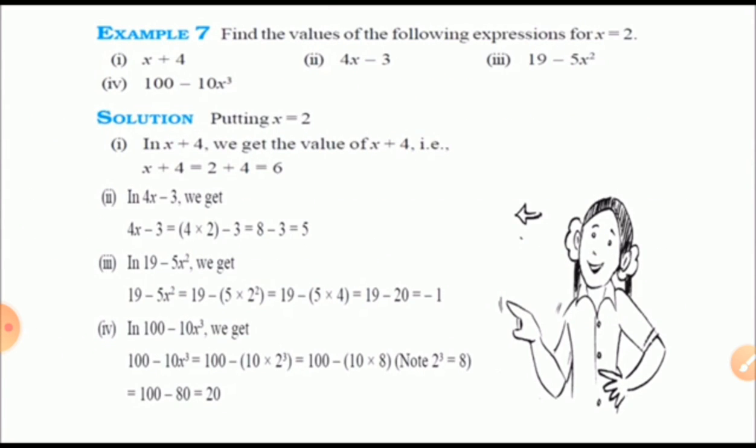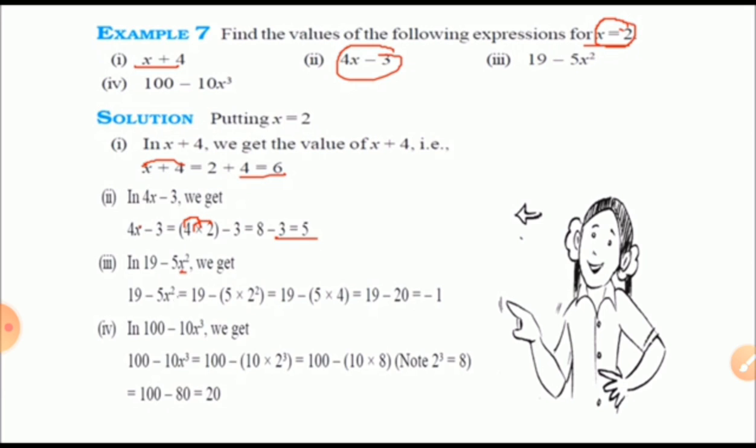Example number 7 is on your screen. Find the value of the following expressions for x is equal to 2: x plus 4, 4x minus 3, 19 minus 5x square and 100 minus 10x cube. Solution for first: putting x is equal to 2 in the first example, x plus 4.